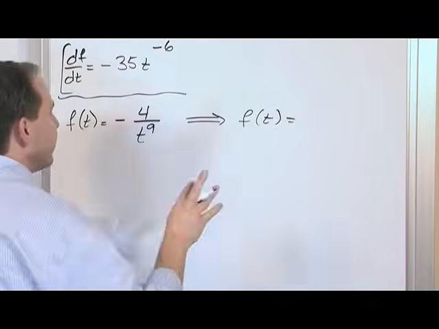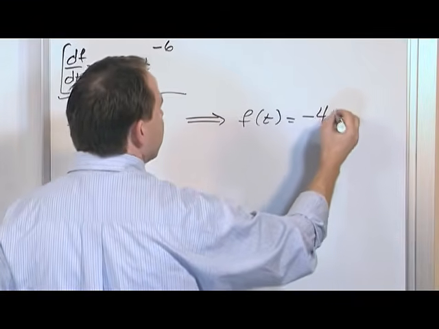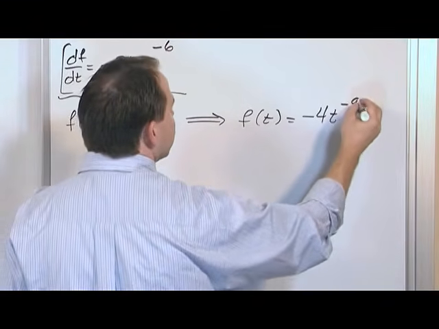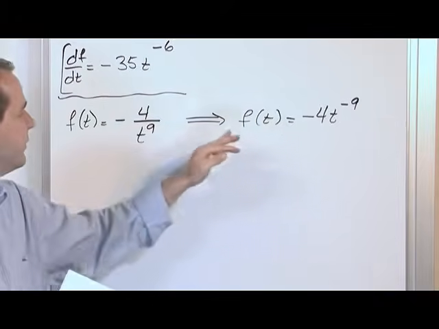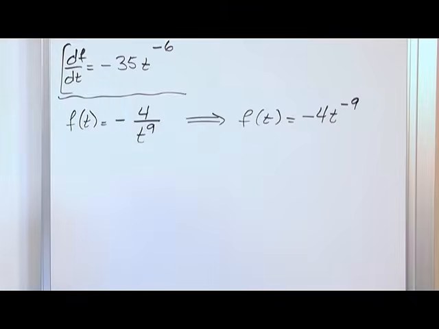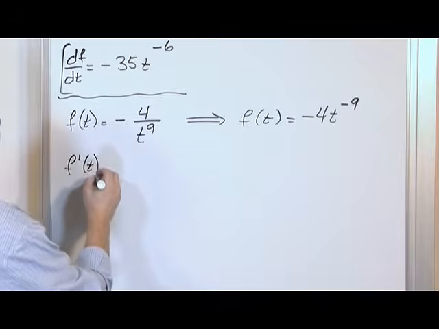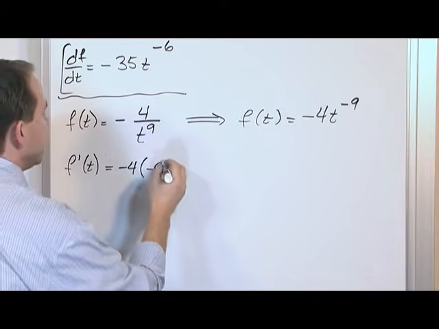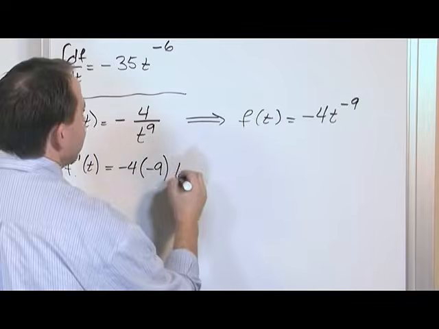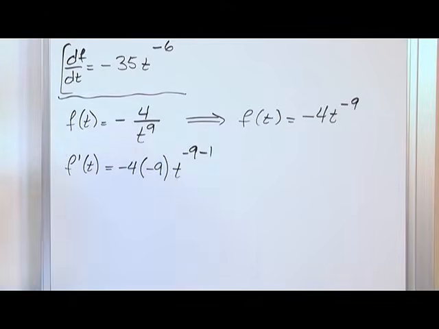As long as you're legal, you can do anything you want to this function. So we'll call it negative 4 times t to the negative 9th. Make sure you completely agree that that is exactly the same as the original function. We just stuck a negative on the exponent. And we know how to take a derivative of this. So f prime of t is negative 4 times negative 9 from the exponent that drops down, times t to the negative 9 minus 1. We subtract off of the exponent.